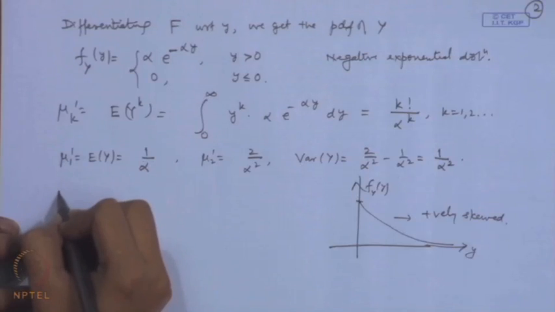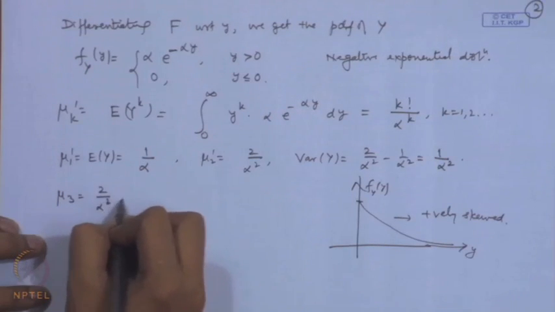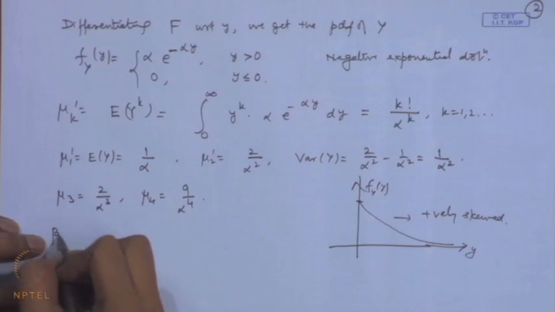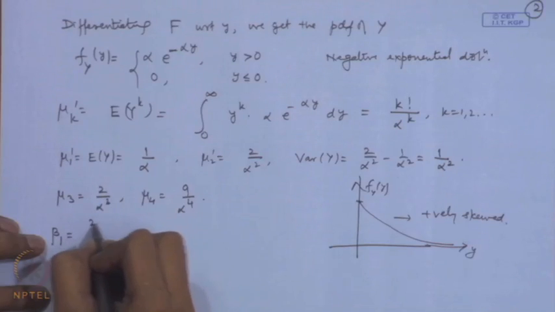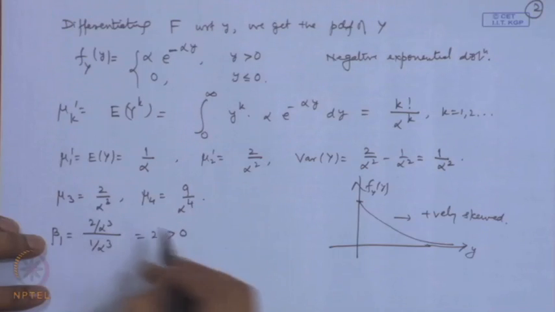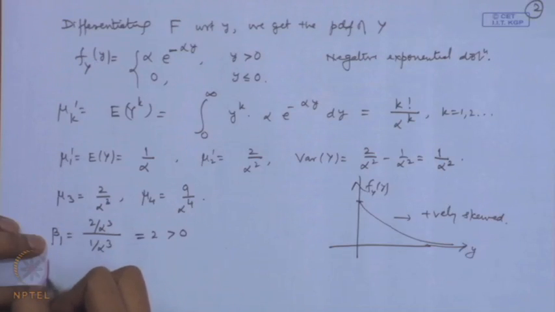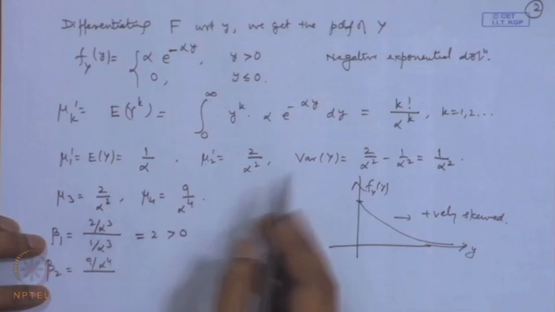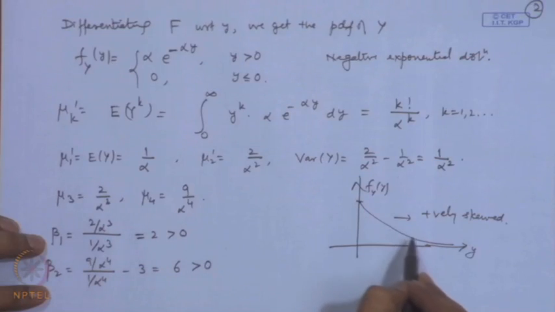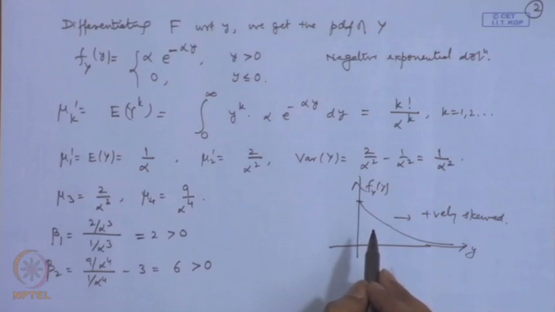We can actually calculate mu 3, that is 2 by alpha cube, and mu 4 is equal to 9 by alpha to the power 4. So, the measure of skewness is equal to 2 by alpha cube divided by 1 by alpha cube, that is equal to 2, which is positive. So, it is always positively skewed. In fact, this is free from the parameter alpha. Similarly, if you look at beta 2, that is a measure of kurtosis, 9 by alpha to the power 4 divided by 1 by alpha to the power 4 minus 3, that is equal to 6, that is also positive. So, the peak is higher than the normal peak that we are having for the exponential distribution.